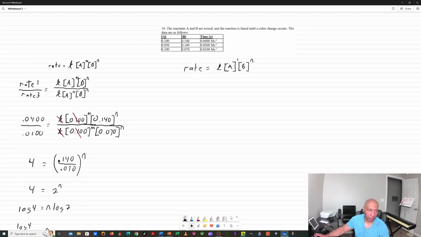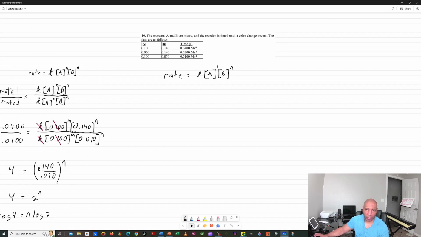At least I think that's what it was. Yeah, it's second order with respect to B. So let me put a 2 right there in lieu of that n that I put up there. So I'm going to say rate is equal to 0.0400. Now if you want to actually put the units in for the rate and the concentrations and solve for the units of k, you're going to get the same thing: M to the negative 2, s to the negative 1. But if you just remember it, you'll be fine.